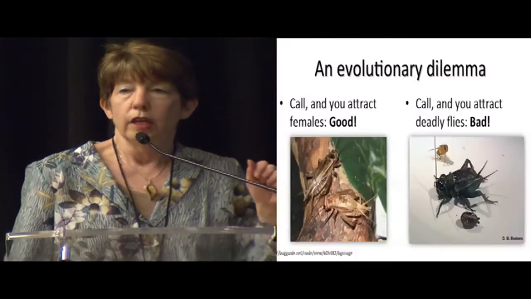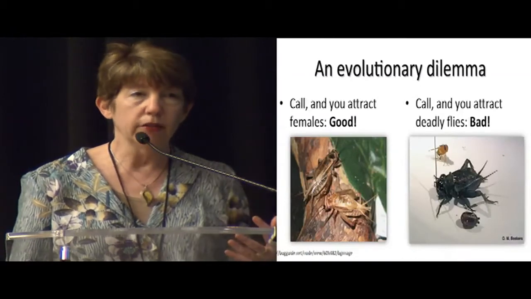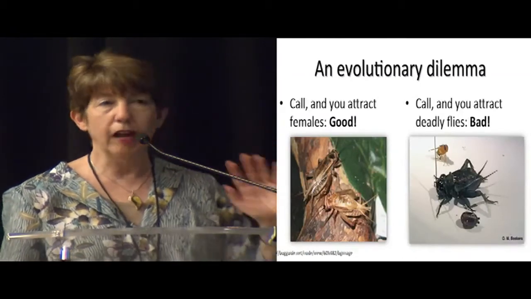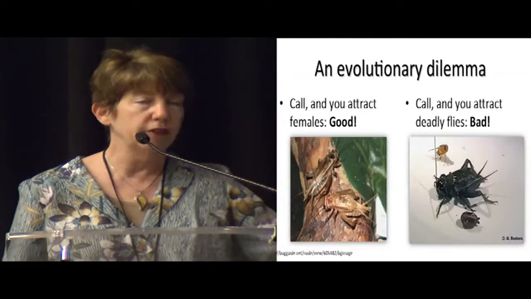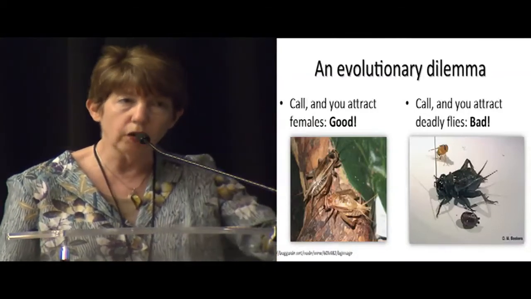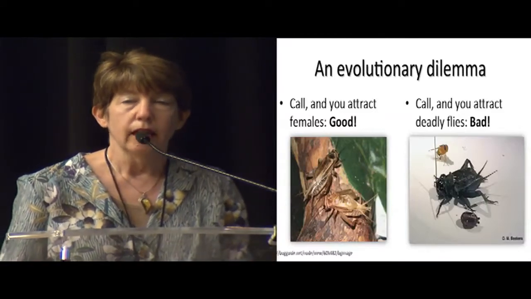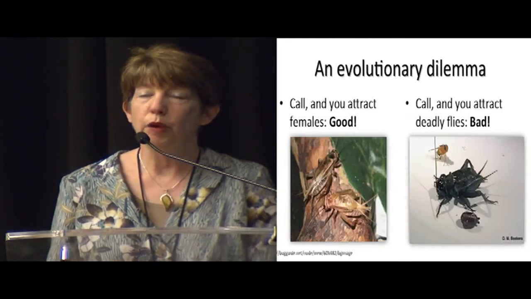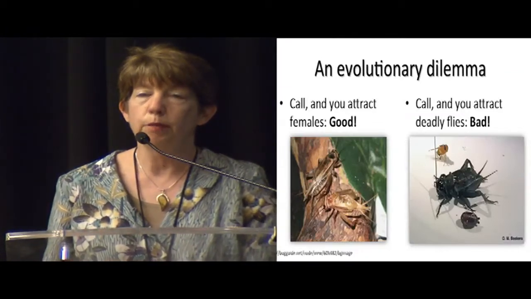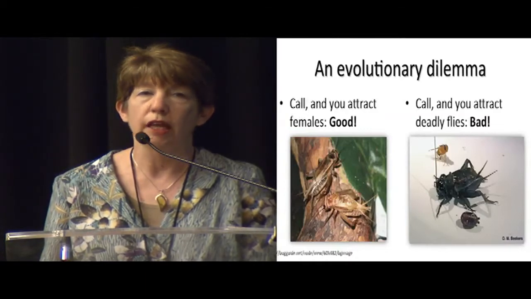So, okay, what that means from an evolutionary standpoint is if you're a cricket, you have a problem. If you call and you attract a mate, evolution says, yes, this is fabulous, because you attracted a mate, you are going to leave your genes in future generations, life is good, that's what evolution's all about. But evolution also says, if you call, this is bad, because you will attract this deadly fly, which will put maggots on you that will eat you from the inside out. This is not a good thing.